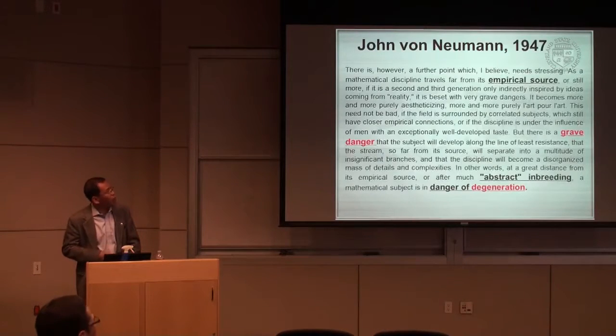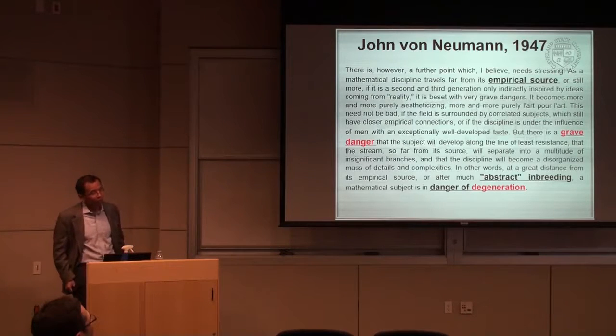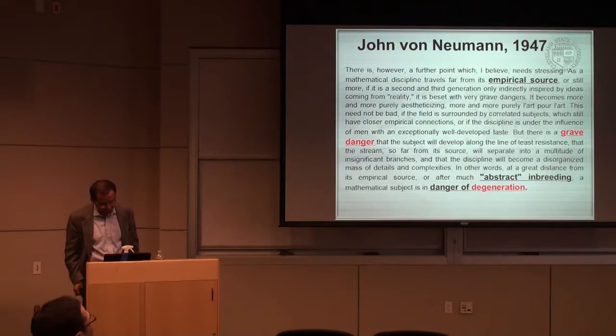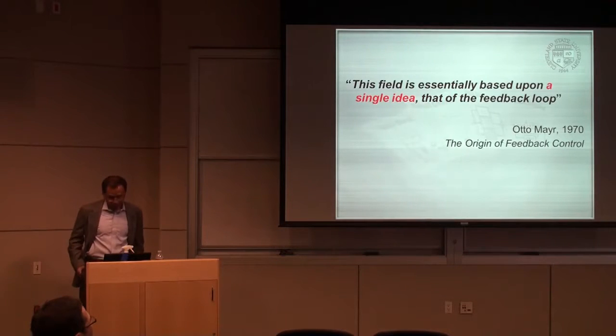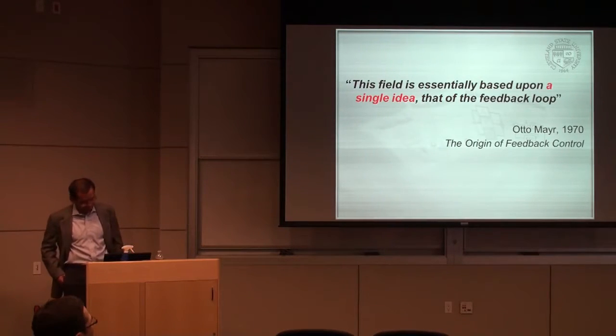In mathematics, we have a renowned mathematician, John von Neumann, who warned us in 1947, this is the year before Wiener's book, that you have to be aware that there's a grave danger in this kind of effort, that when you are taking a theoretical science away from its empirical source, and you are not careful with how this branch of science develops, it could get away from its empirical beginning. And he warned us in this paper, here you go.